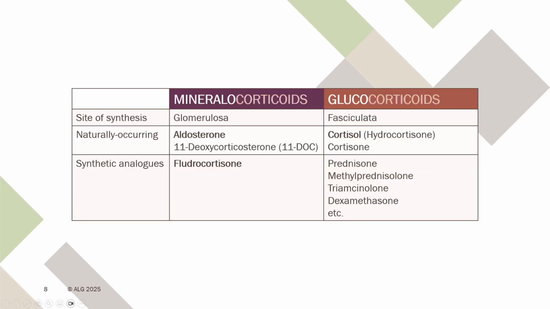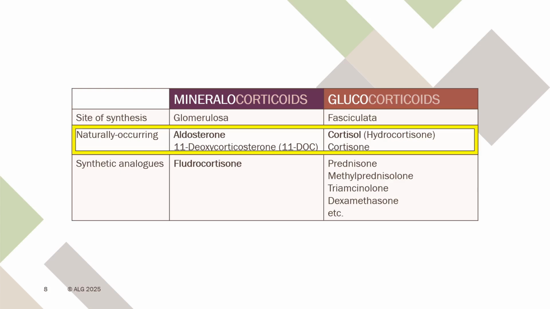These are the naturally occurring corticosteroids and their synthetic counterparts. Let's start with the endogenous ones. Aldosterone is the major endogenous mineralocorticoid. 11-deoxycorticosterone, or 11-DOC, is the precursor of aldosterone, but its mineralocorticoid activity is significantly less than that of aldosterone. For glucocorticoids, the major endogenous form is cortisol, also known as hydrocortisone. Cortisone is an inactive metabolite of cortisol.